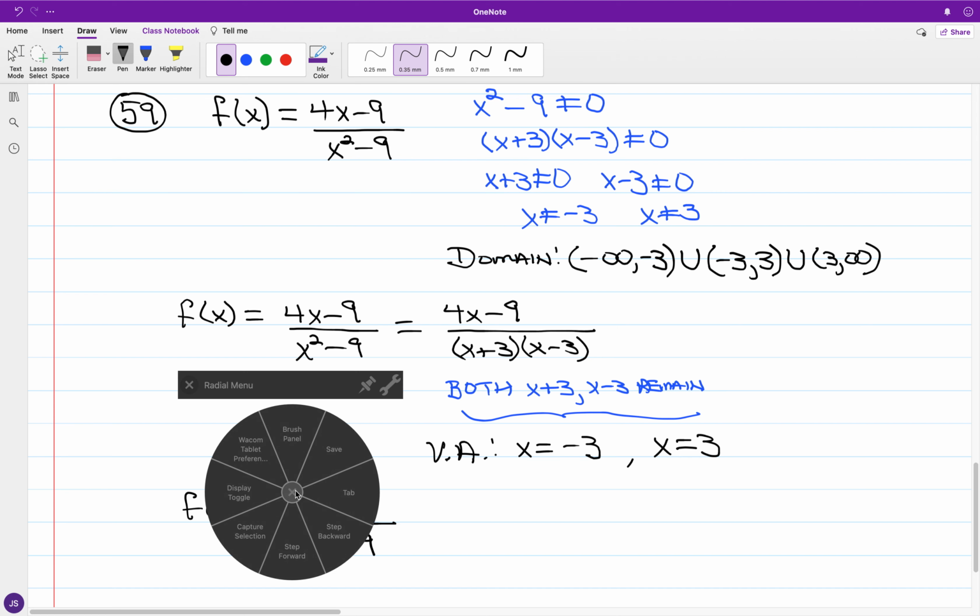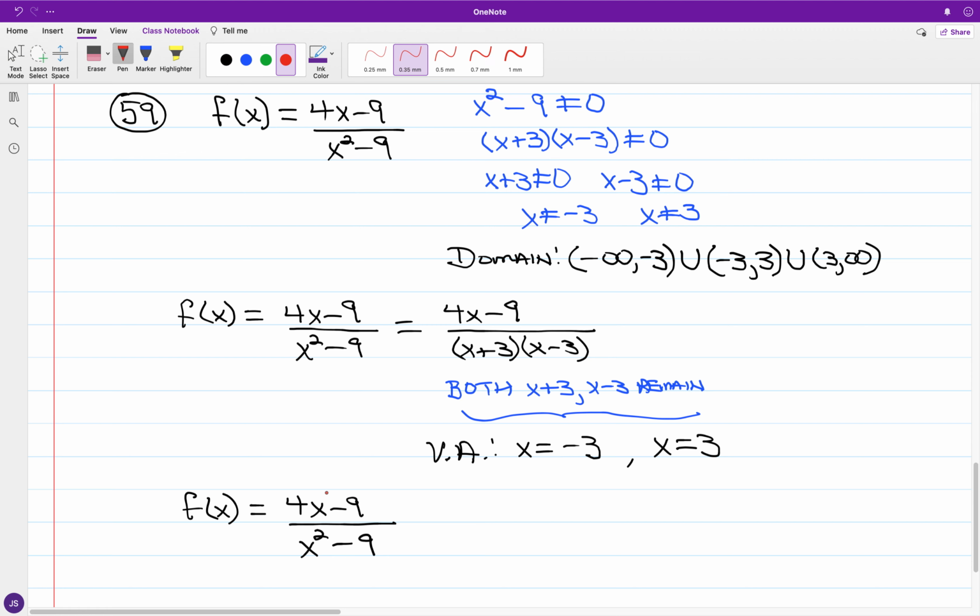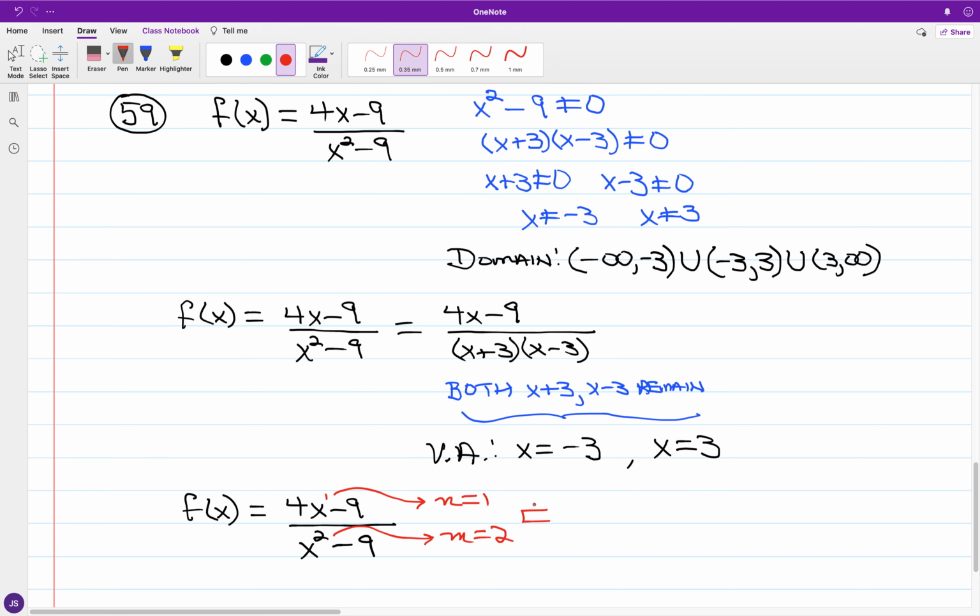So in terms of any other type of asymptote, again, this will come down to degree comparison. Here we have n is equal to 1, and we have m is equal to 2. Here we have a case where n is less than m. If the degree of the numerator is less than that of the denominator, there's going to be a horizontal asymptote such that y is equal to 0.